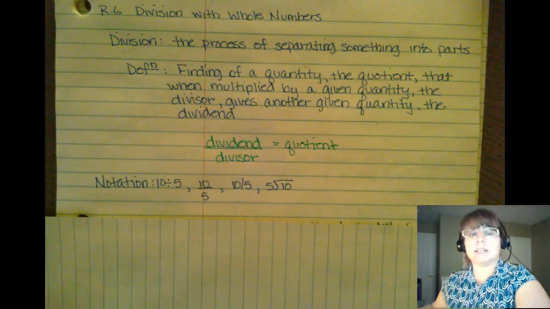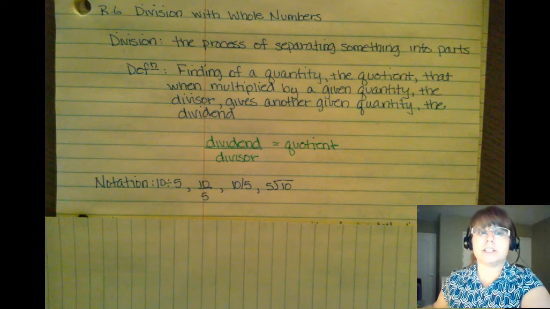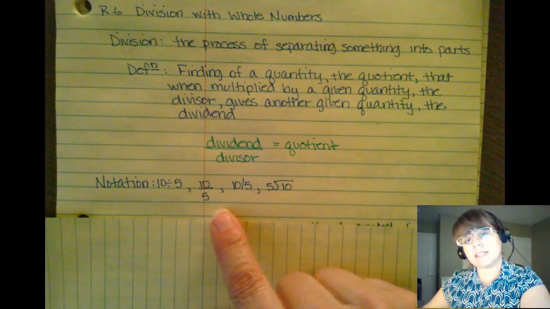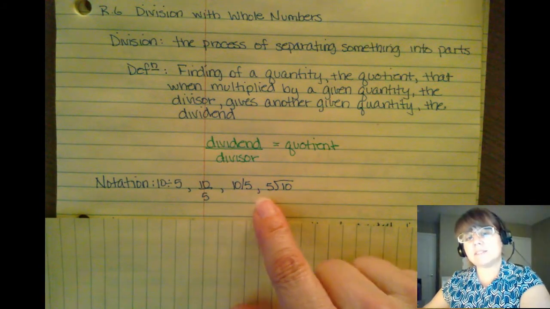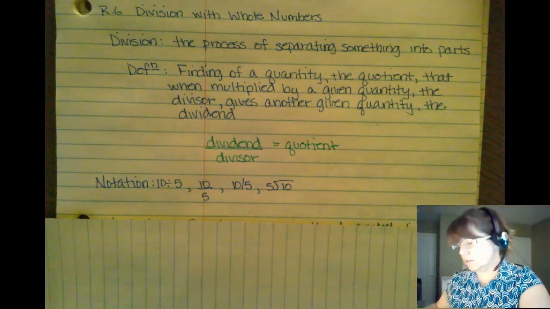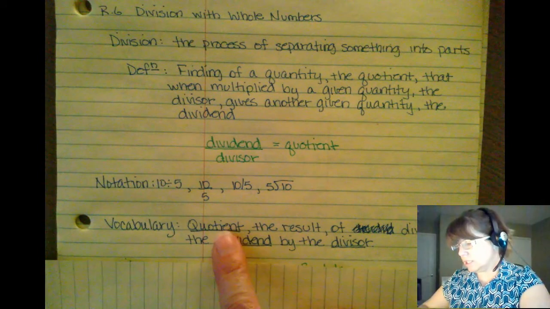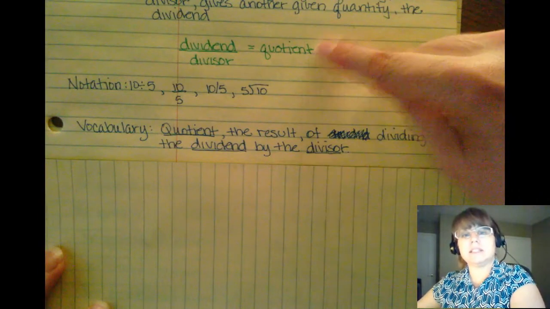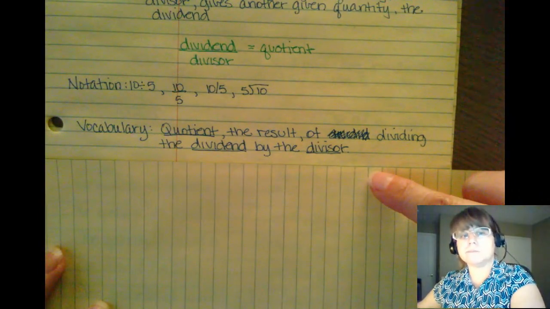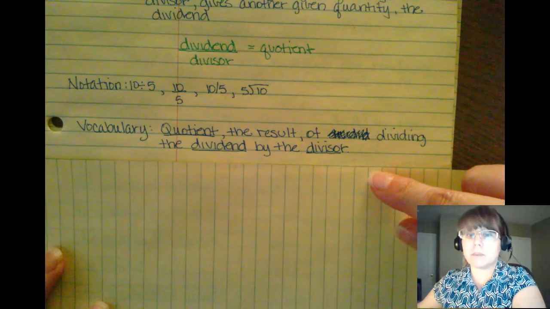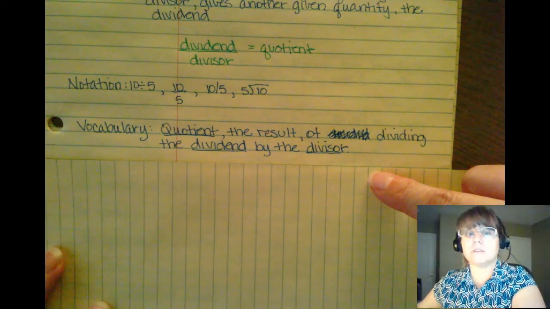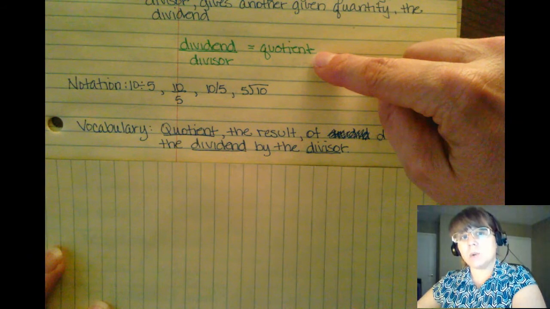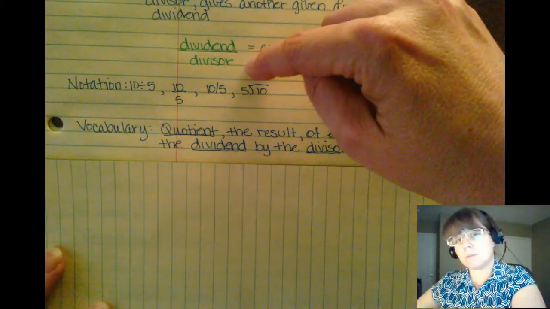Let's do an example, but first let's talk about notation. 10 divided by 5 is the same thing as 10 over 5, the same thing as 10 slash 5, the same thing as 5 divided into 10. So the quotient is the result of dividing the dividend by the divisor. A lot of vocabulary, and we're going to talk about it over and over again, so be sure you understand your vocabulary. The quotient is, in essence, the answer to a division problem where the numerator is the dividend and the denominator is the divisor.